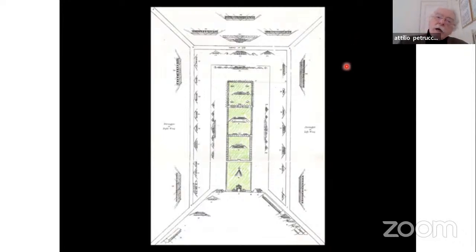Now, in my opinion, this drawing is misleading because it's made by a British person. So he immediately felt a necessity to organize all that with an axis and with symmetries. Look at these diagonal paths that have no sense, clearly. Most probably, it was a sequence of enclosures that not necessarily were oriented in the same way, but they were one next to the other, one after the other.